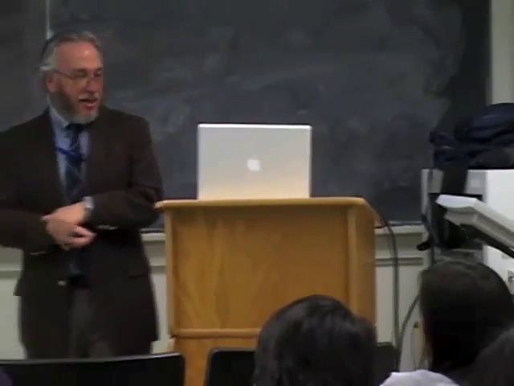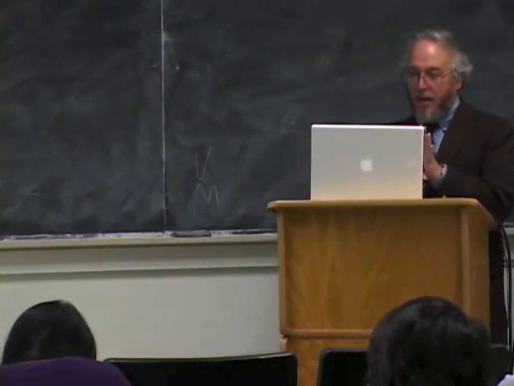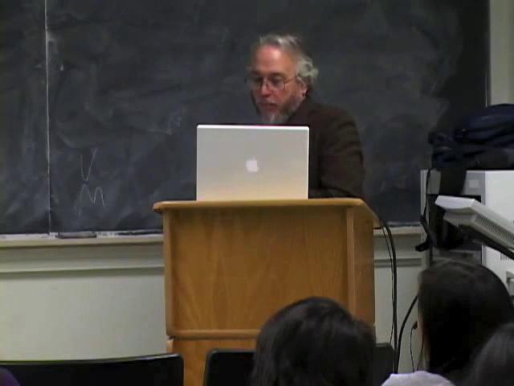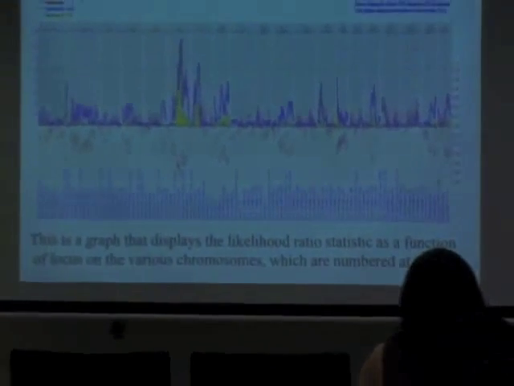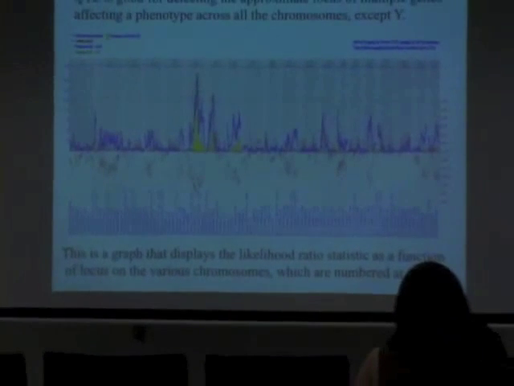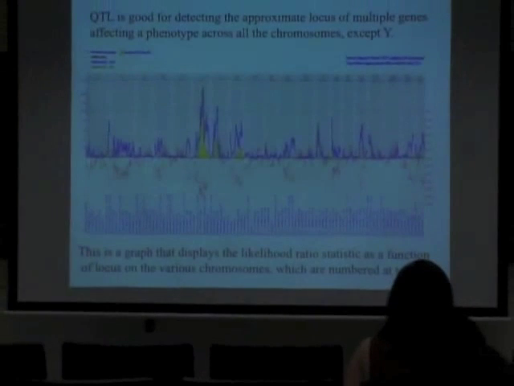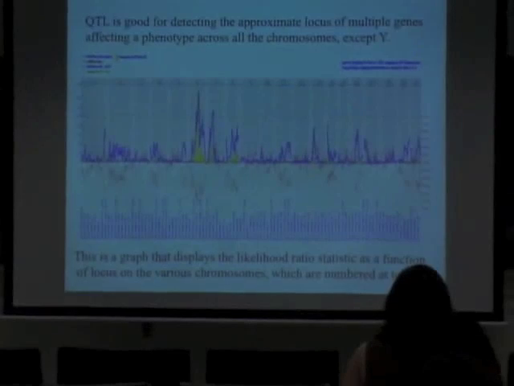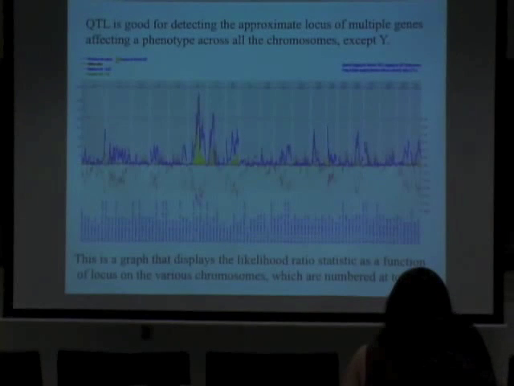QTL analysis, as I said, is good for detecting the approximate locus of multiple genes affecting the phenotype. We got, I think, 3 peaks, right, in our data, 2 on 6 and 1 on 2. And so that's finding the locus of multiple genes affecting the phenotype across the whole genotype, except not Y. And I have asked you before, and I ask you now again, why not? Y doesn't recombine, so you can't really use this analysis to look at the Y chromosome.